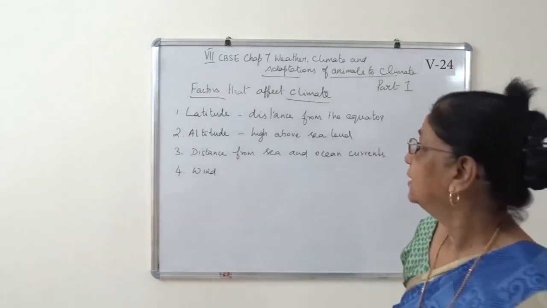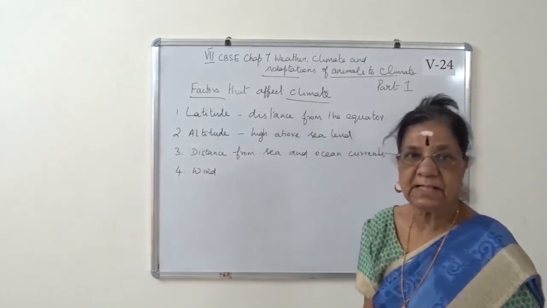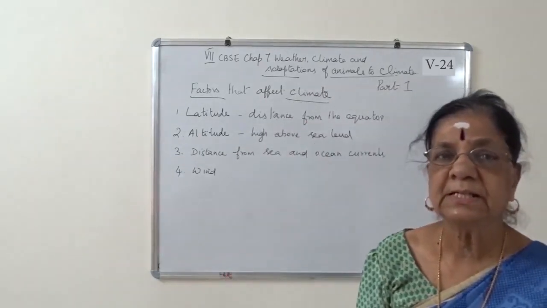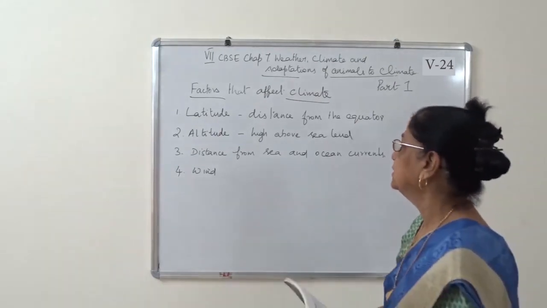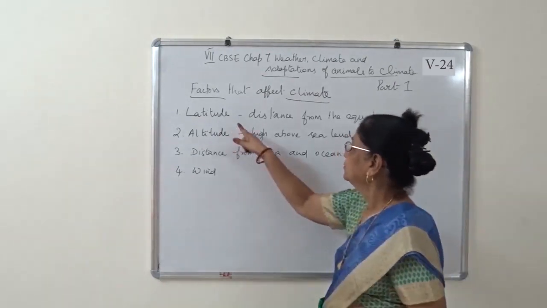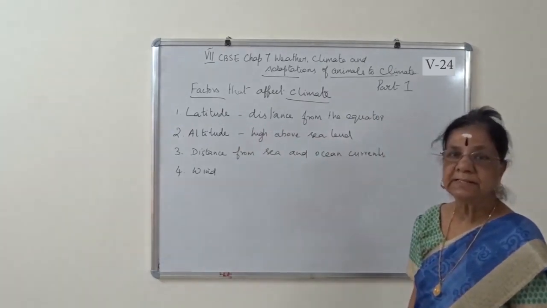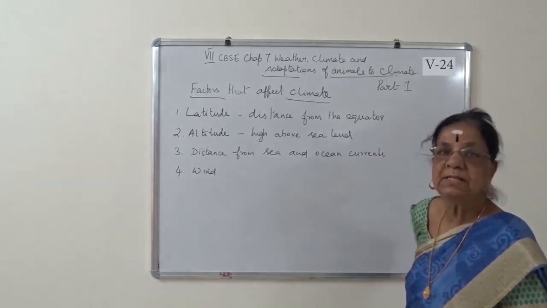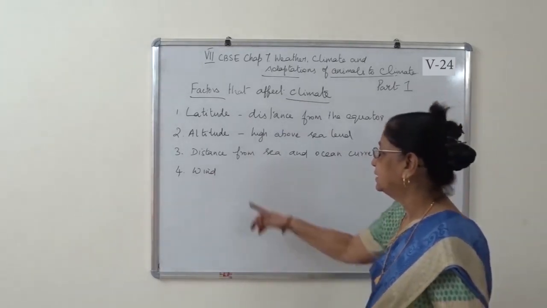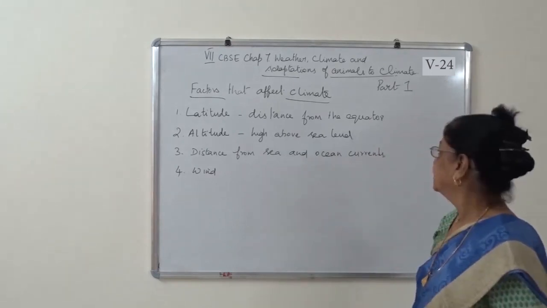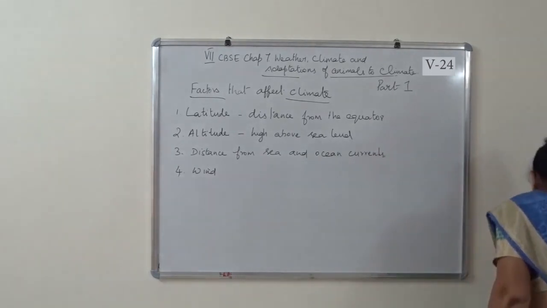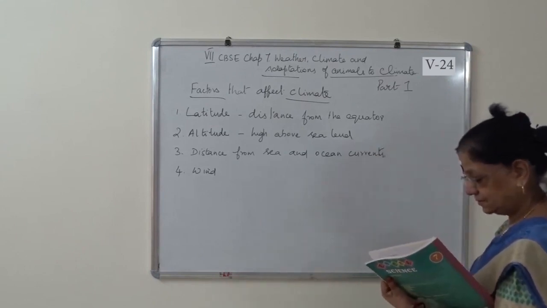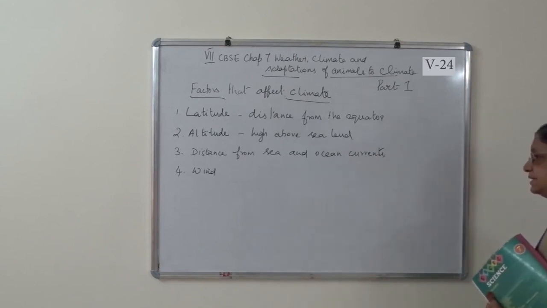The next one, factors that affect climate. First one, latitude, which is distance from the equator. Second one, altitude, height above the sea level. And third, distance from sea and ocean currents. Then the fourth one is the wind.